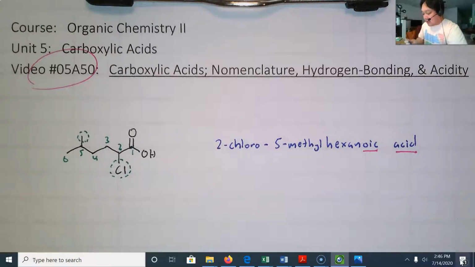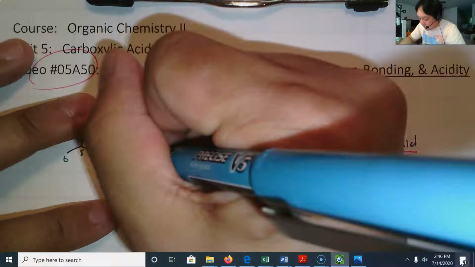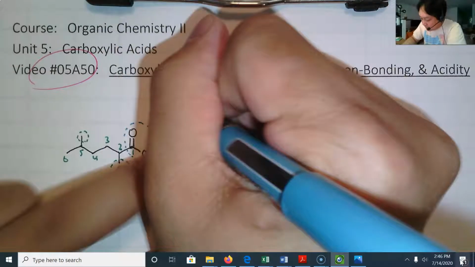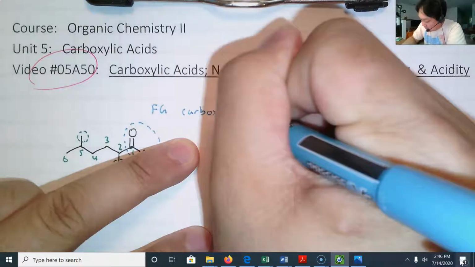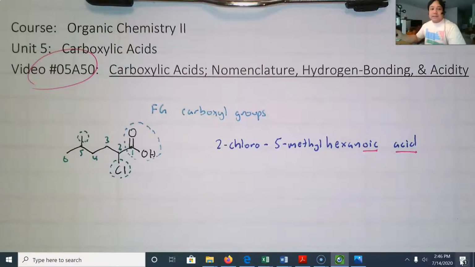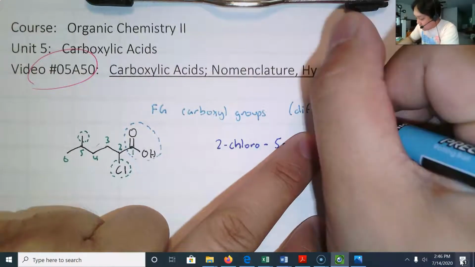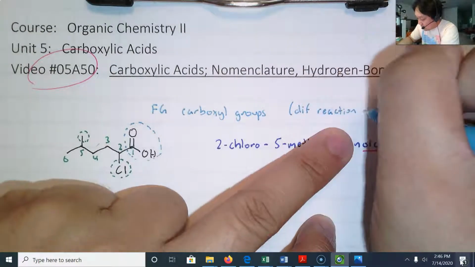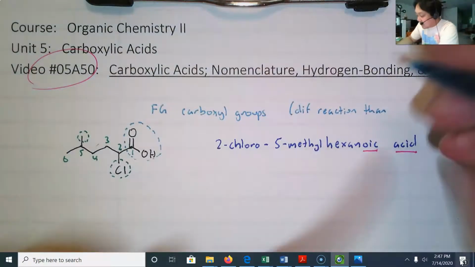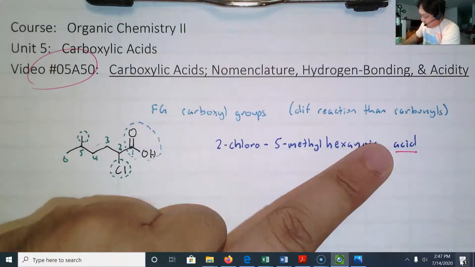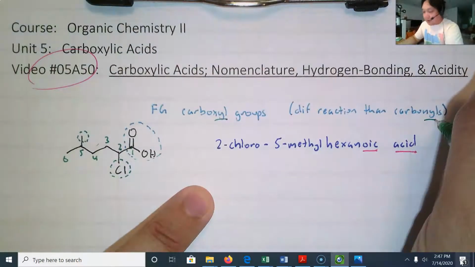I should have mentioned this at the beginning. This is the carboxylic acid, but that's because you have a functional group called carboxyl. And this is in a separate unit because carboxyl groups have different reactivities than carbonyls. So they are different groups, or you could say they have different reactions than carbonyls, aldehydes and ketones. Carboxyl versus carbonyl. Okay.